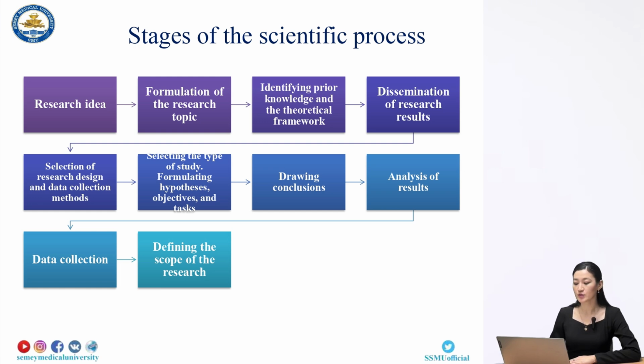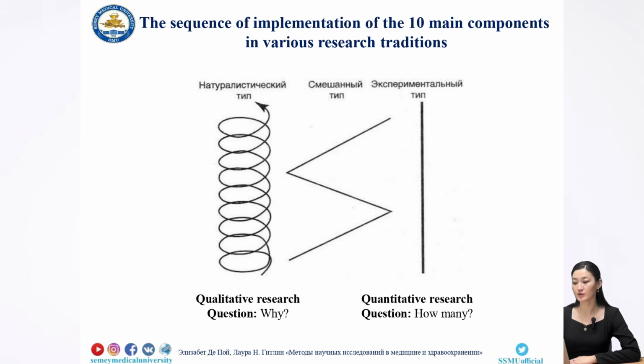The final and crucial step is dissemination, sharing results through articles, theses, or conference presentations, since a study has no real value if its findings remain unpublished. All studies are divided into three types: naturalistic, qualitative, answers the question why; experimental, quantitative, answers the question how many; mixed type, combines both approaches.